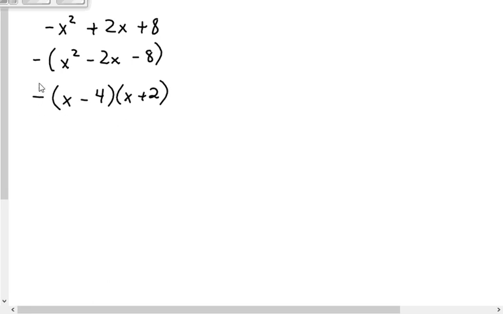This negative that's on the outside just stays on the outside at this point. We're going to take each of these individual factors and set them equal to 0 to determine our roots. So we have x minus 4 equal to 0. When we solve for that, we get x equals 4. And then x plus 2 equal to 0 will give us x equals negative 2. So these are the two roots, or our x-intercepts.